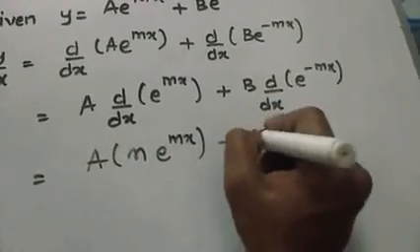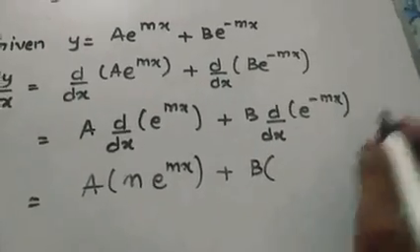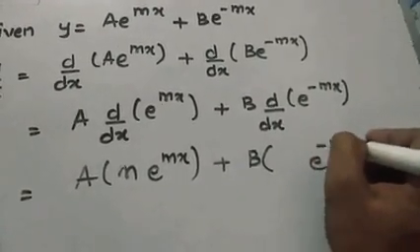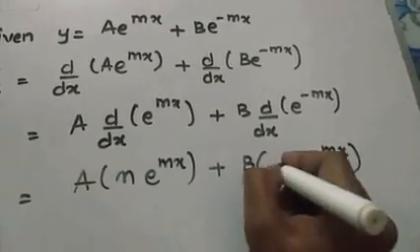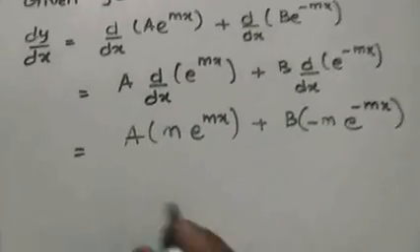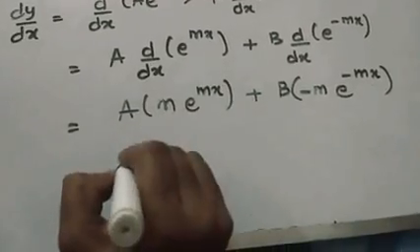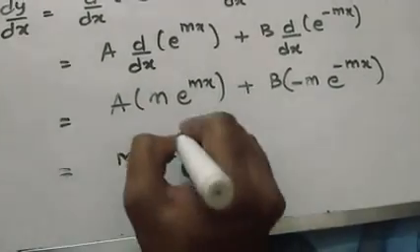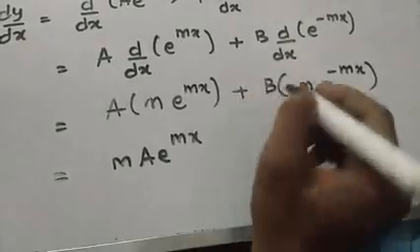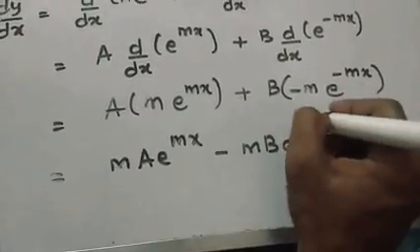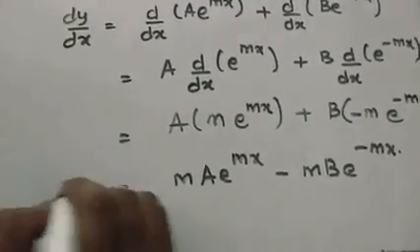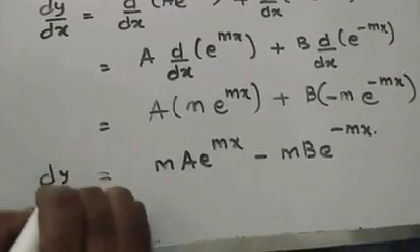Similarly for this part, what is here? e to the power minus mx, we will write similarly e to the power minus mx, and what is the coefficient of x here? Minus m, we will write here minus m. Now multiplying, opening the bracket, m a e to the power mx plus minus mb e to the power minus mx. So this is your dy by dx.